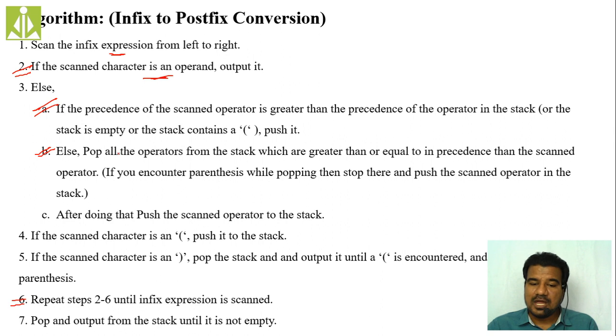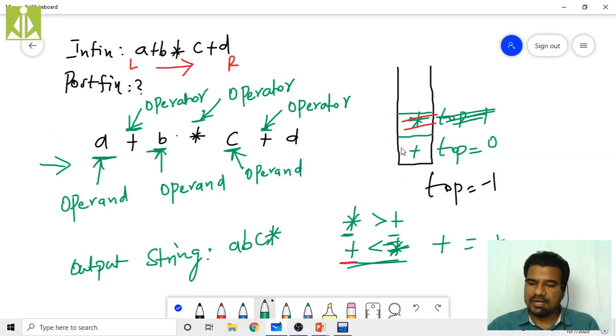Here what we are saying? Pop all the operators from the stack which are greater or equal. So greater also we have to pop, as well as equal also we have to pop. Only lesser precedence we have to keep. So next, pop this as well. Pop the plus sign as well. So our top, ultimately, will become -1 only.